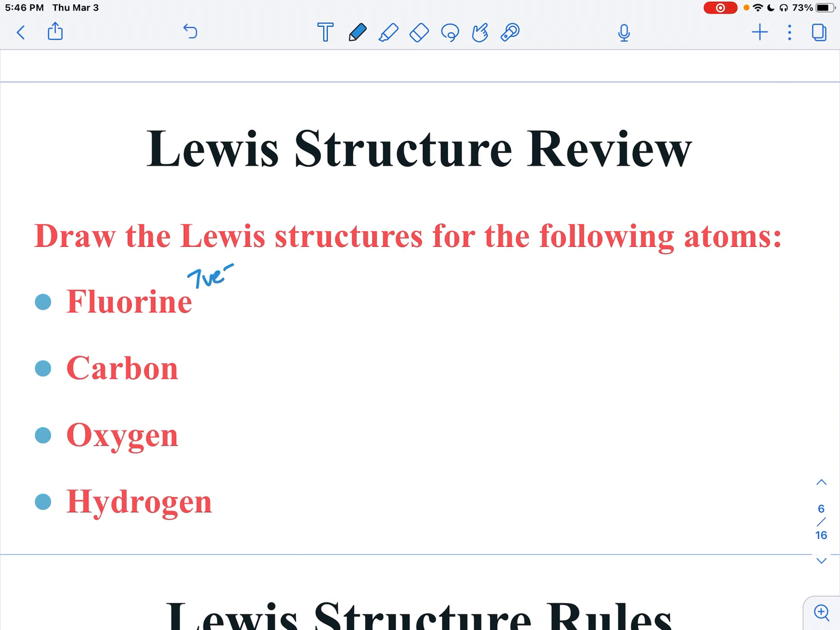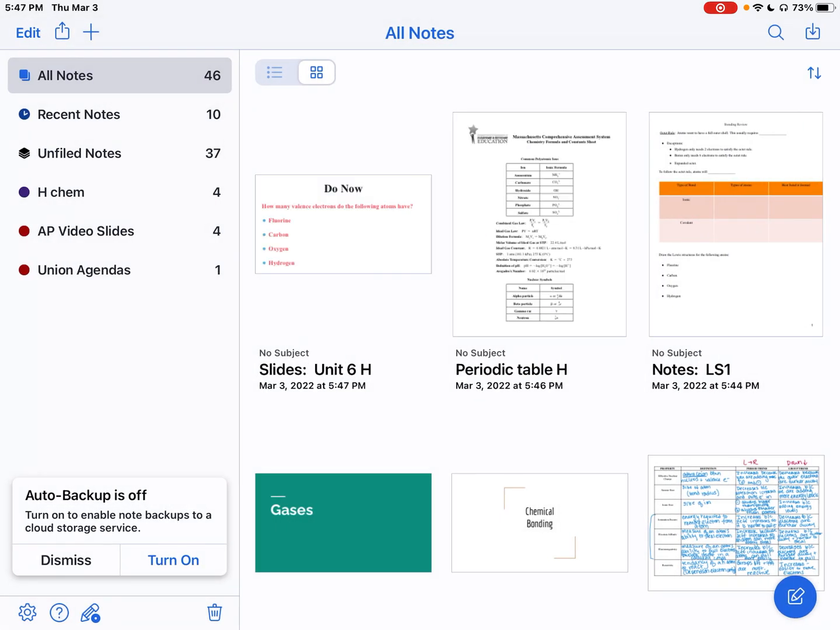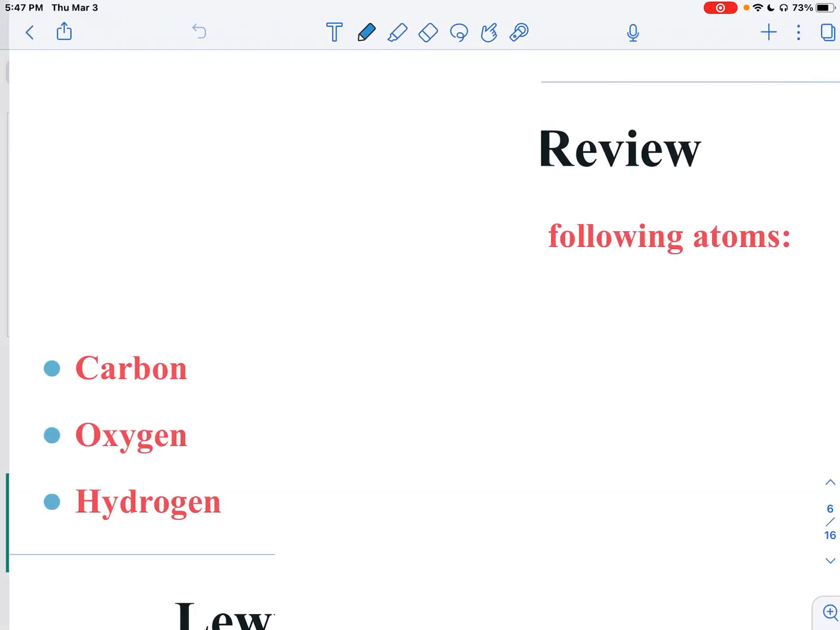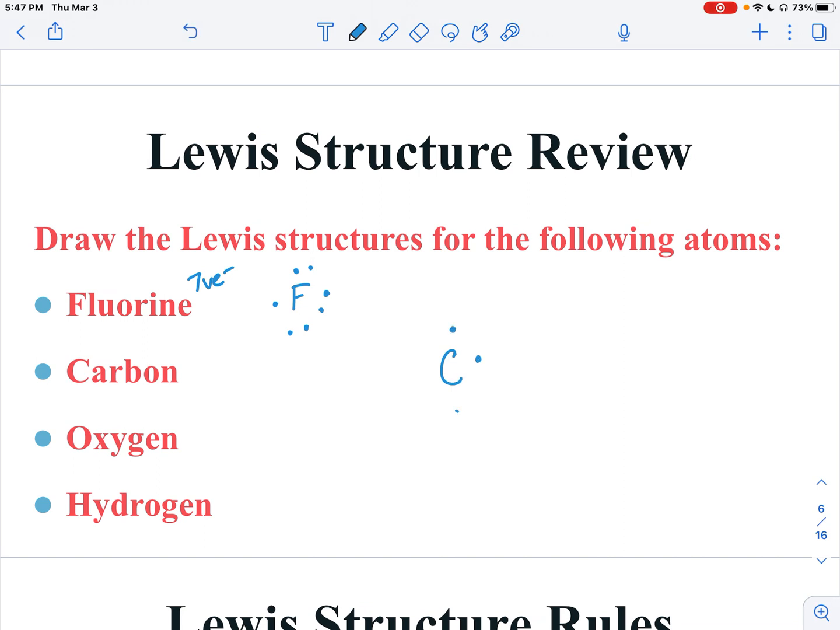To draw the Lewis structure of just fluorine, we would put F in the middle, and then we would put 7 dots around it to represent those 7 valence electrons. For carbon, when we look carbon up on the periodic table, carbon is in group 4A, so it has 4 valence electrons. So we would show carbon with 4 dots around it. And remember, we would put 1 on each side before we double them up, because if you have 1 electron with an empty space next to it, that means we can form a bond. So based on this, we would expect carbon to form 4 bonds and fluorine to form 1.